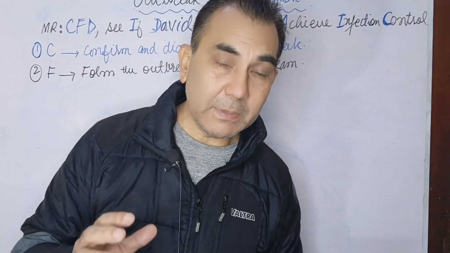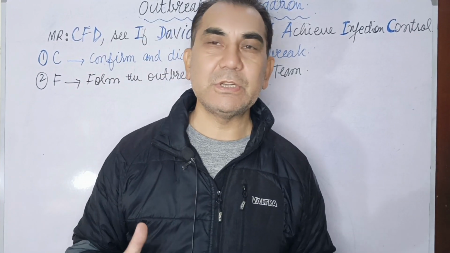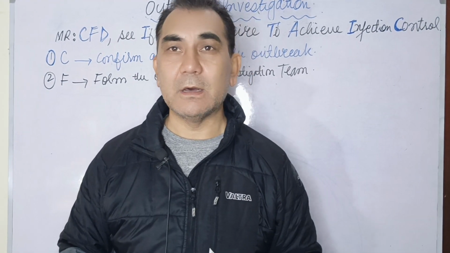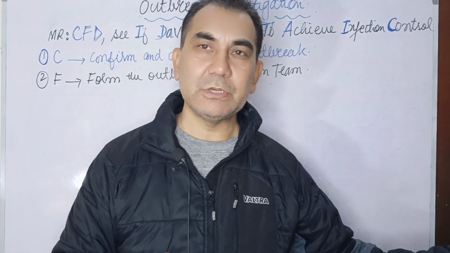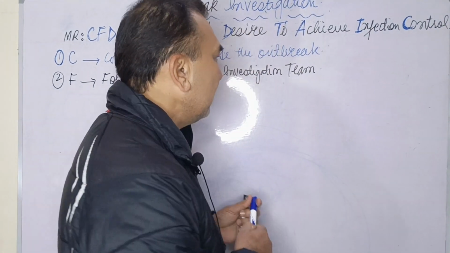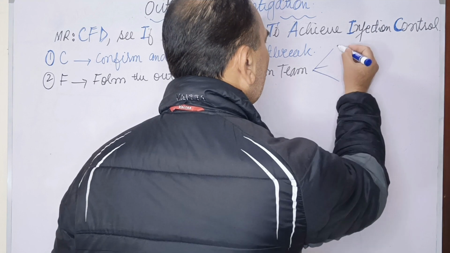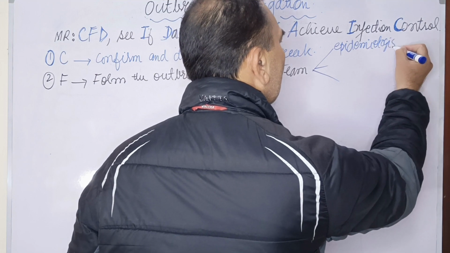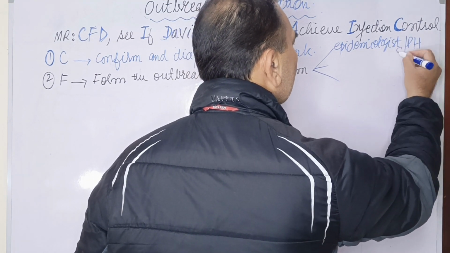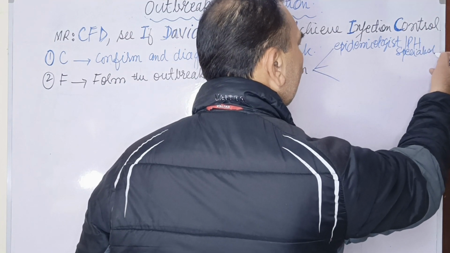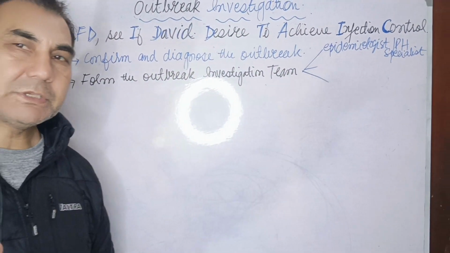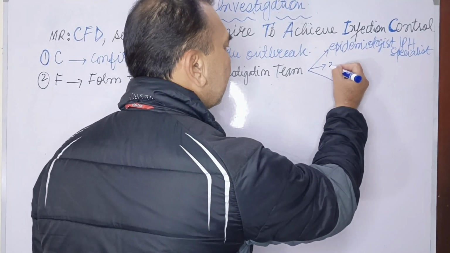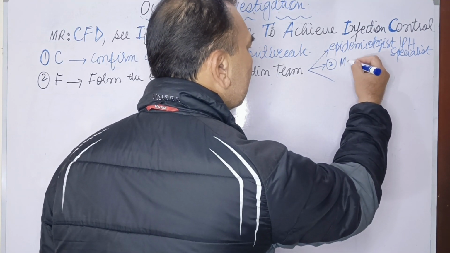When you form an outbreak investigation team, the question is: who will be part of the outbreak investigation team? The first is an epidemiologist, or you can say a public health specialist. The epidemiologist or public health specialist should be part of the outbreak investigation team. And the second one is the microbiologist.